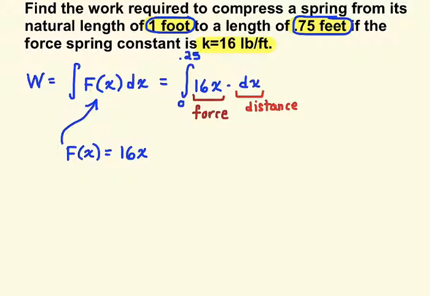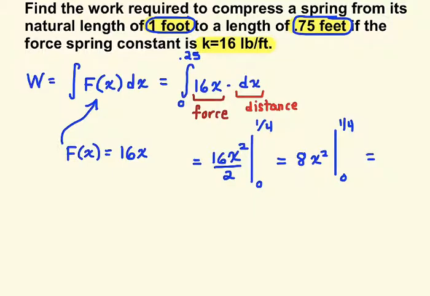This is going to be equal to the antiderivative of 16x dx, which is 16 times x squared over 2, and we're going to evaluate this from 0 to 0.25. I'm going to say 0 to 1/4. It's usually a little easier to work with fractions. And 16 divided by 2 is 8. So this is 8x squared evaluated from 0 to 1/4.